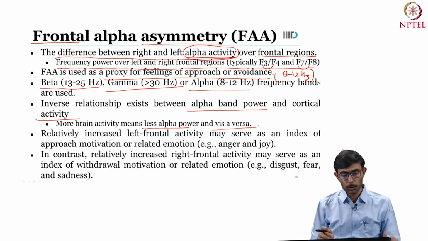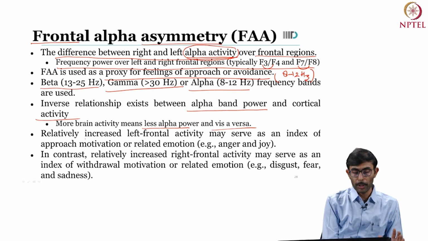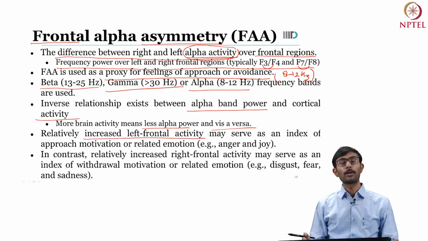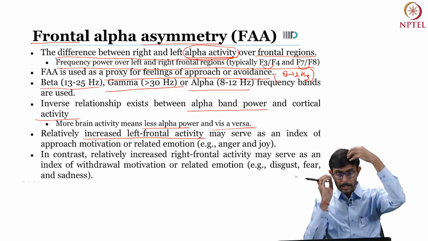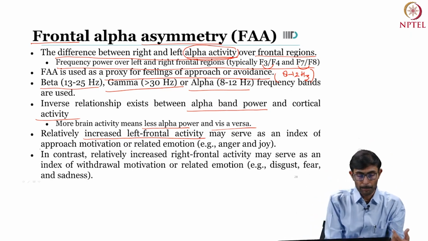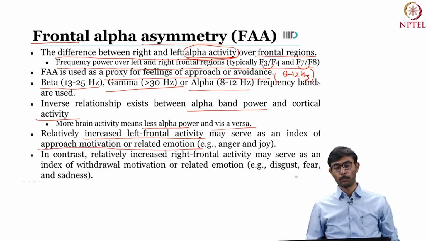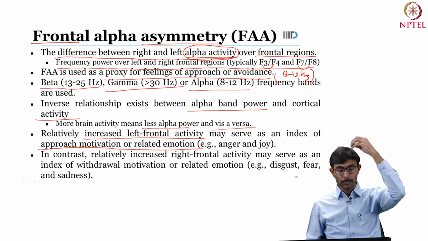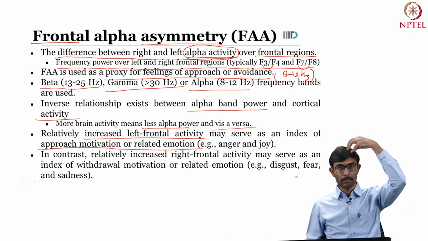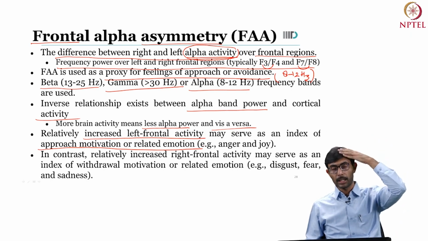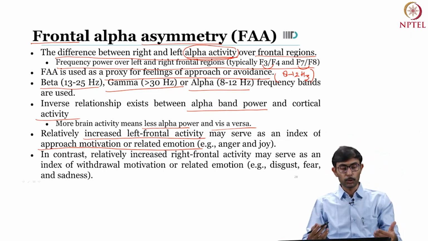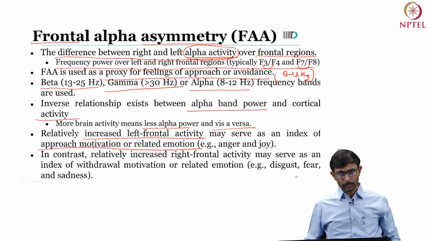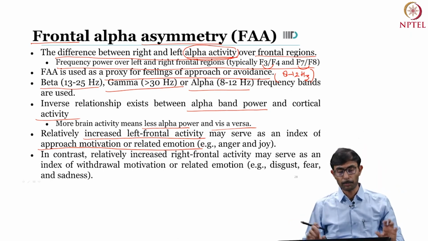So now if you combine these two, what does it mean? It simply means that when there is increased left frontal activity, it serves as an index of approach motivation or related emotion. Increased left frontal activity means you will have less alpha power there. When you have less alpha power in the left frontal region, it means you are feeling an approach motivation, which in this case could be anger as well, which is an exception when it comes to positive emotions.